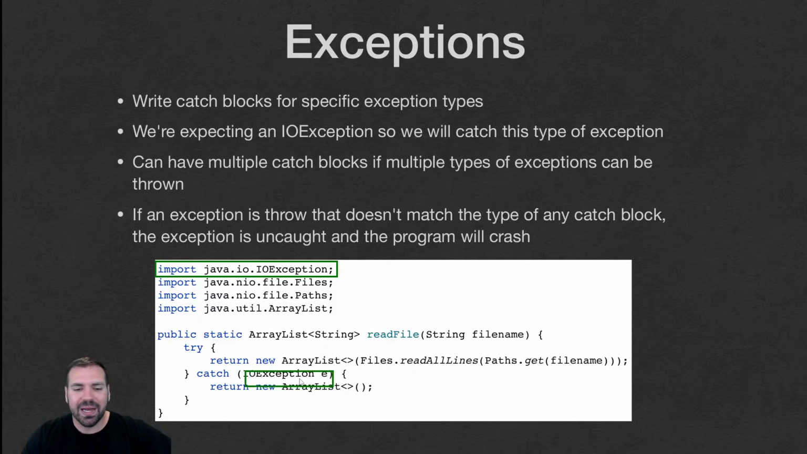But we're going to catch it, and specifically this will throw an IO exception, which is the exception that's thrown if the file doesn't exist. An IO exception, or input-output exception. This is the type of exception that's going to be thrown. So when we write our catch block, kind of like a parameter list, we're going to specify the type of the exception that we're catching, and then give it a variable name. This E is just the variable name I chose.